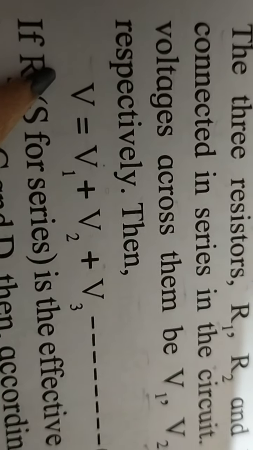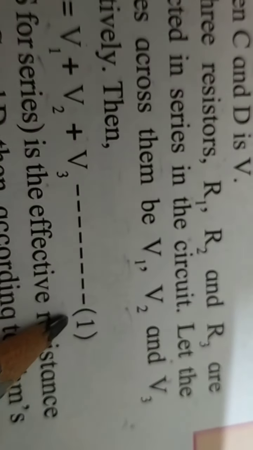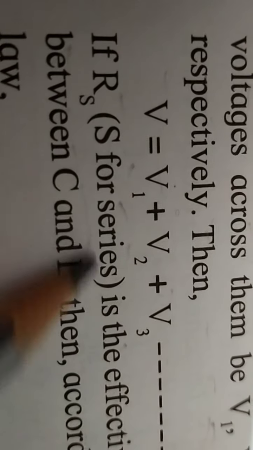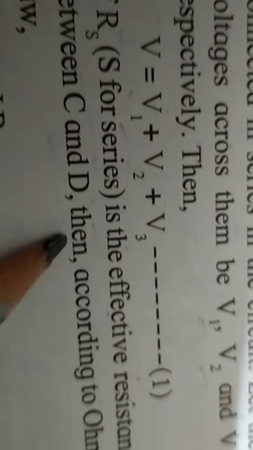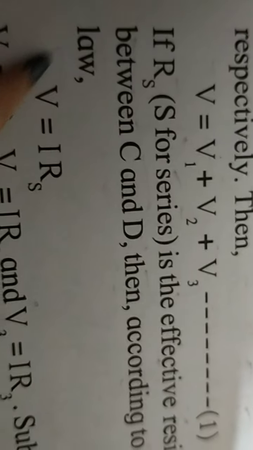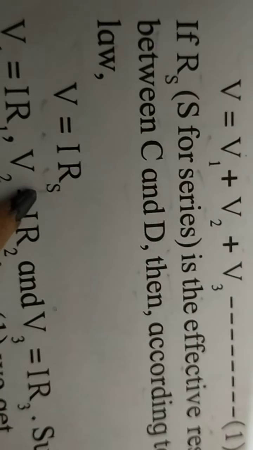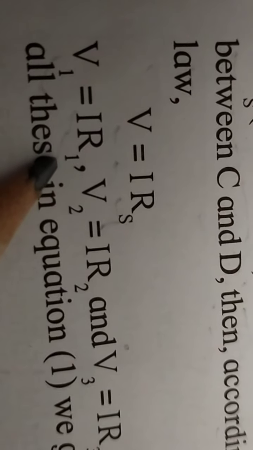Then V is equal to V1 plus V2 plus V3. This is our first equation. If Rs, S is for series, is the effective resistance between C and D, then according to Ohm's law, V is equal to I Rs. V1 is equal to I R1, V2 is equal to I R2 and V3 is equal to I R3.